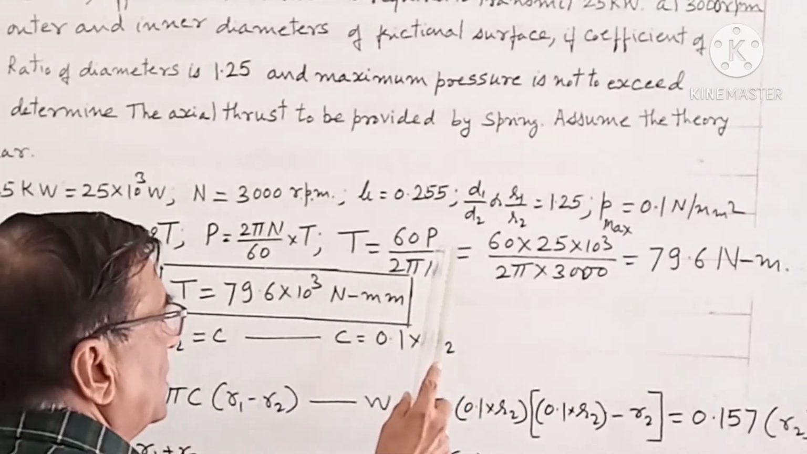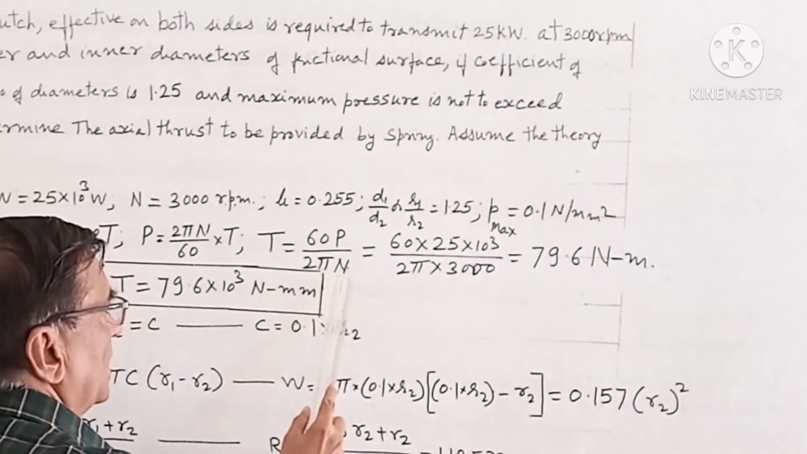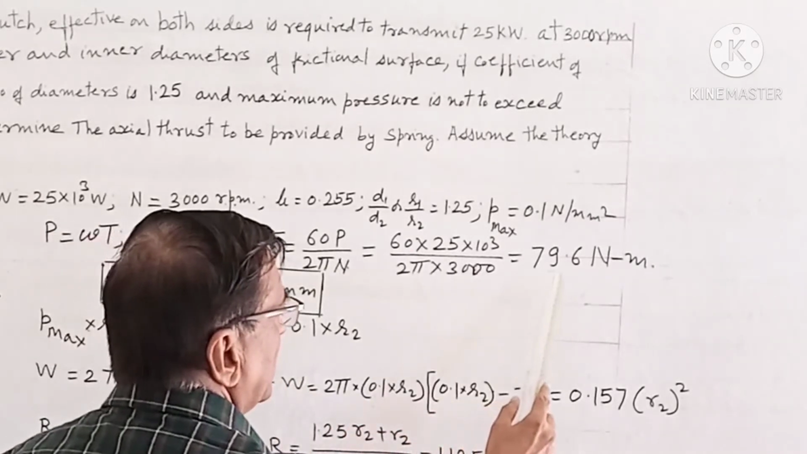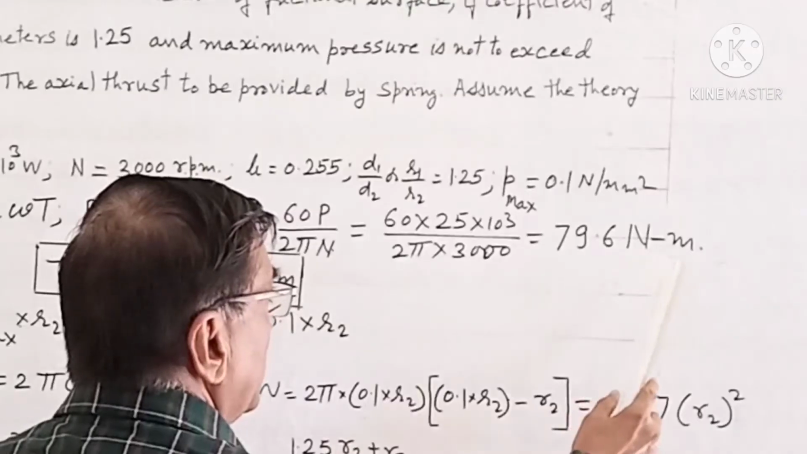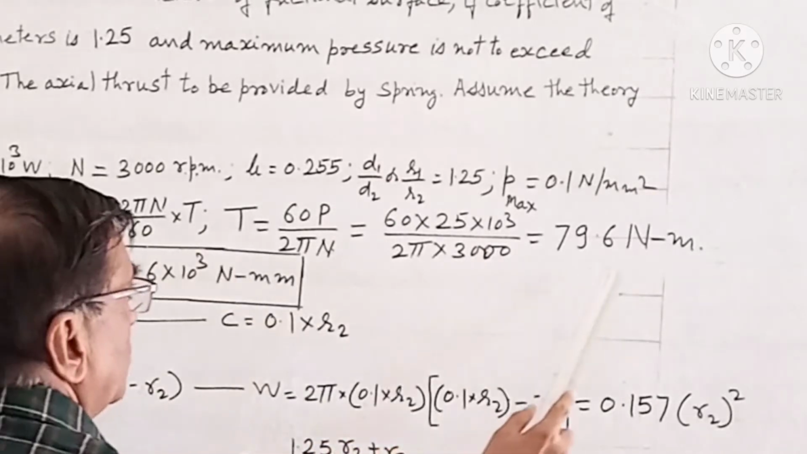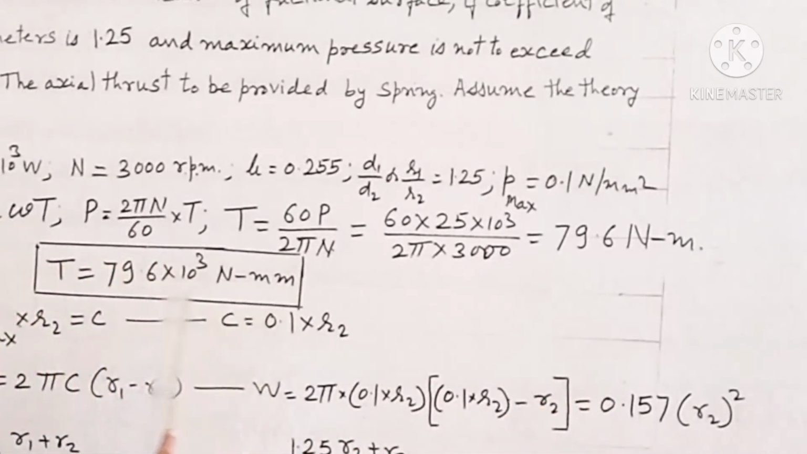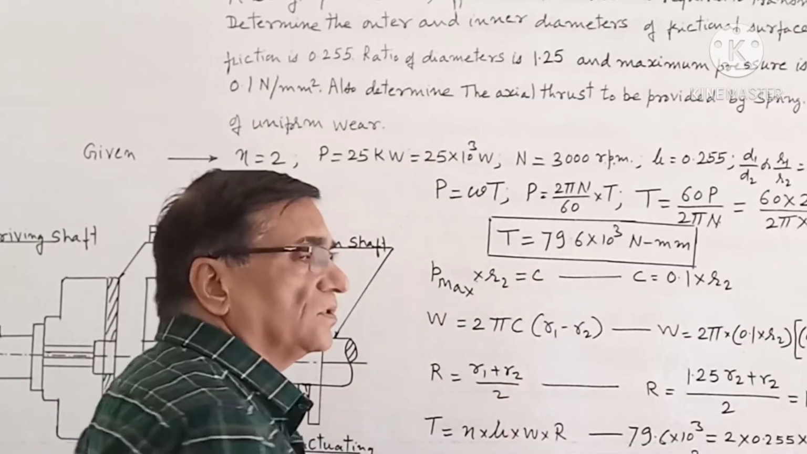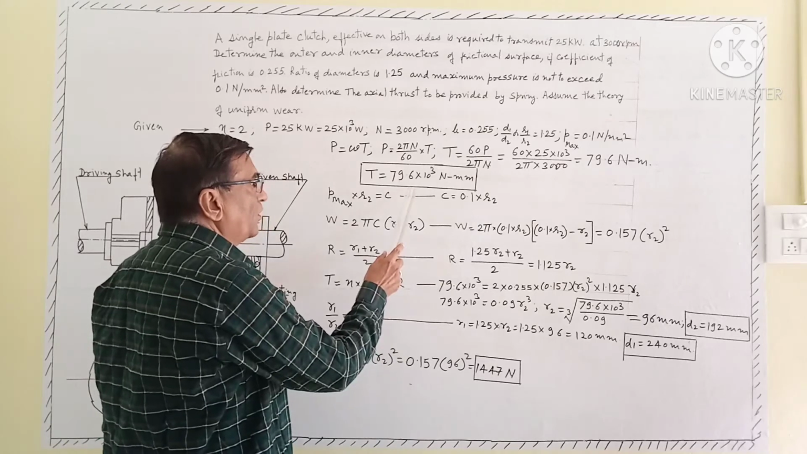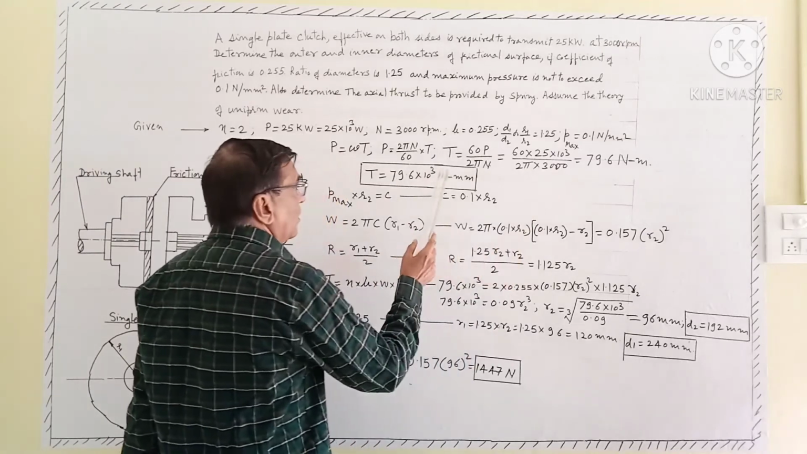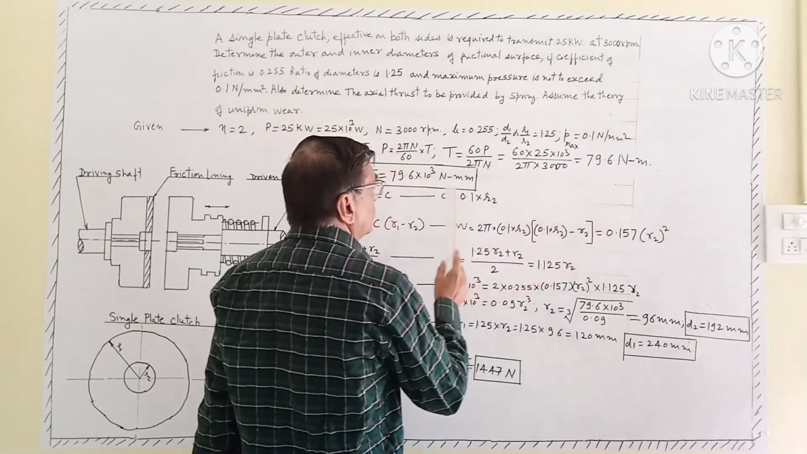Putting the value of power in watt and N in rpm, the value of torque comes out to be 79.6 Newton meter. This is a very important step, that is to convert the value of torque from Newton meter to Newton millimeter by multiplying the value of torque by 10 raised to 3. Students generally forget to convert this value of torque from Newton meter to Newton millimeter.